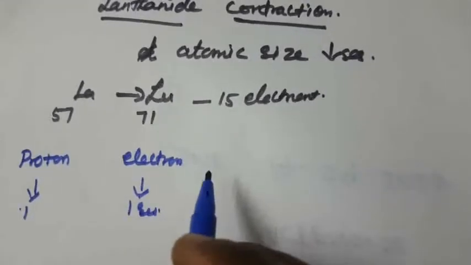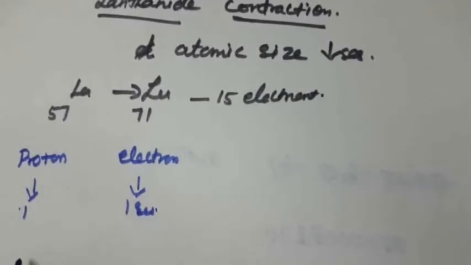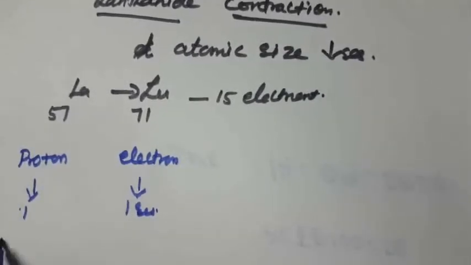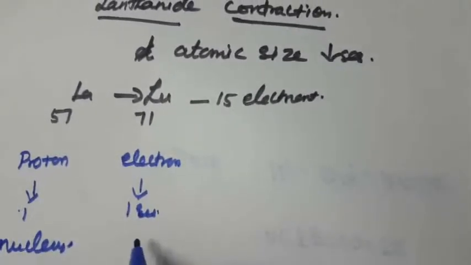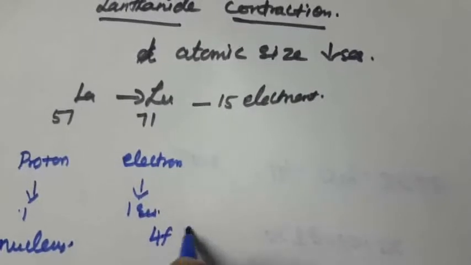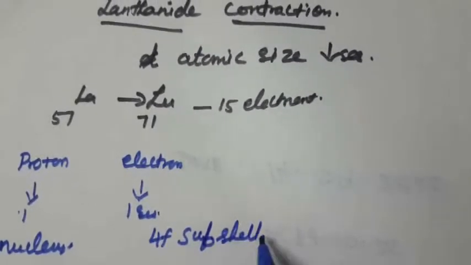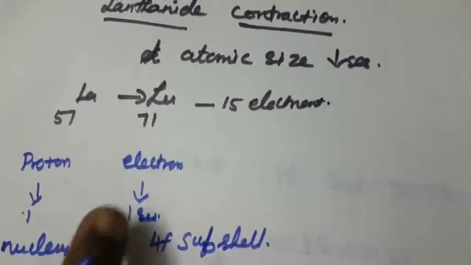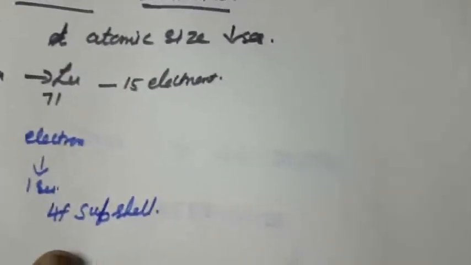What is the meaning of that? The protons are added in the nucleus, but the electrons are added in the 4f subshell. So protons are added in the nucleus, but the electrons are added in the 4f subshells. Again, you will understand the concept more here.